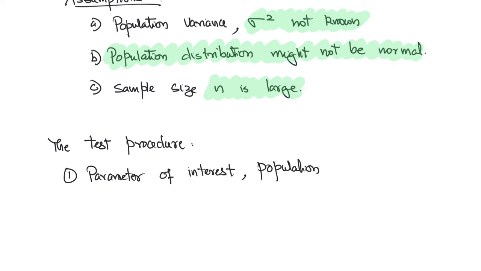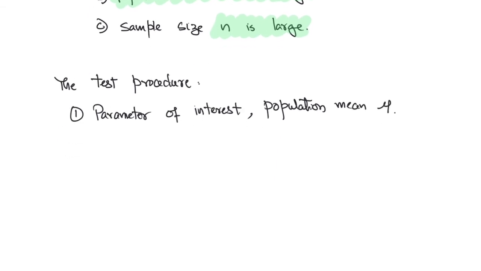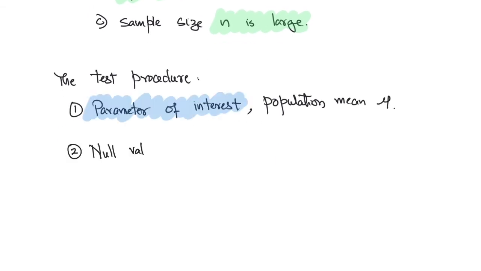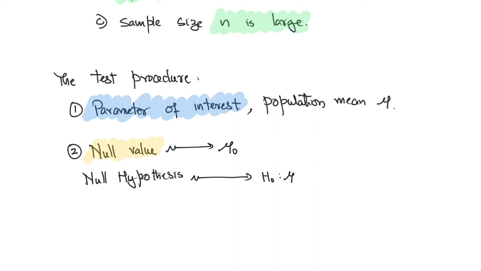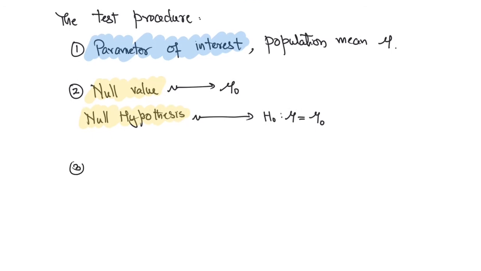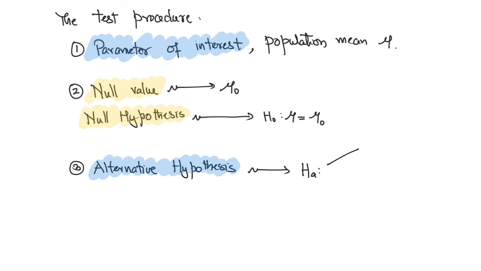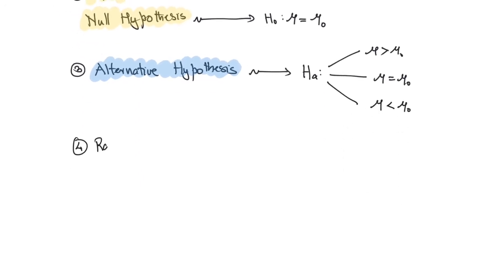We first figure out our parameter of interest, which is the population mean. The null value will be denoted by mu 0, and the null hypothesis is going to be that the true value mu equals the null value mu naught. The alternative hypothesis can be one of three options: mu greater than the null value, mu not equal to the null value, or mu less than the null value.